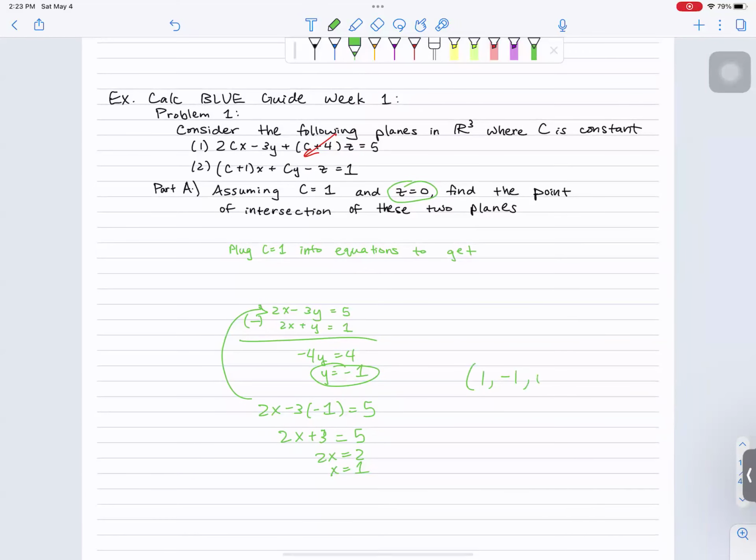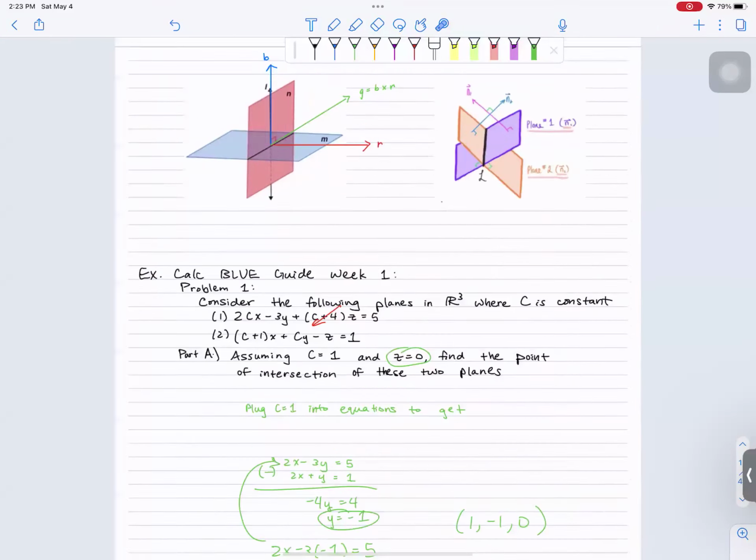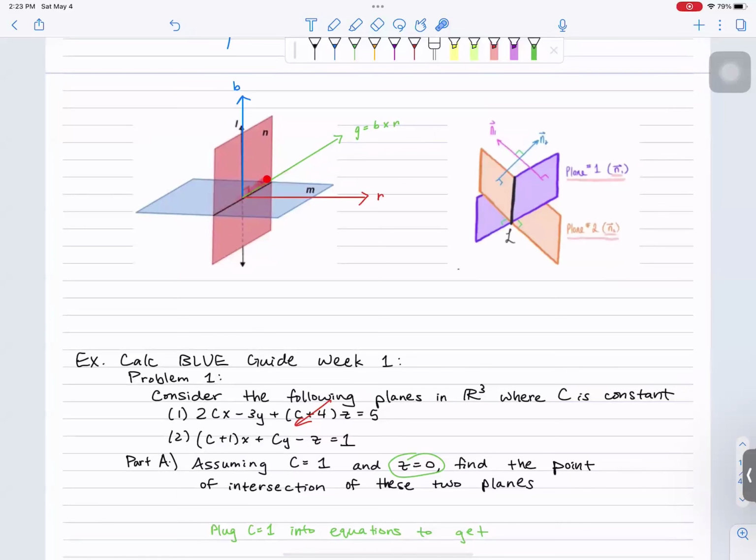Okay. Part B says, assuming c equals 0, find a vector that points along the line of intersection between these two planes. So here we can use this picture. We have these two planes, for example, this blue one and this orange one, or this red one. And I want to find the line of intersection. I want to find this green line. Well, how could I find that?